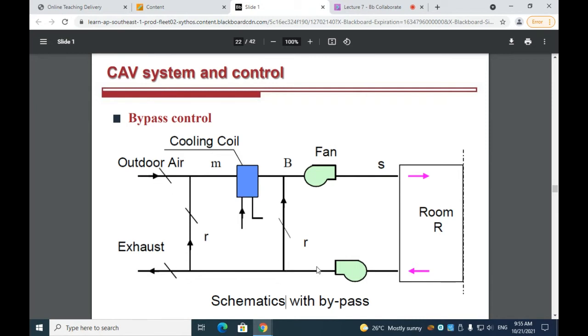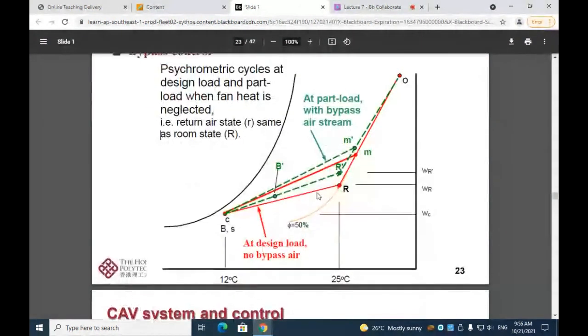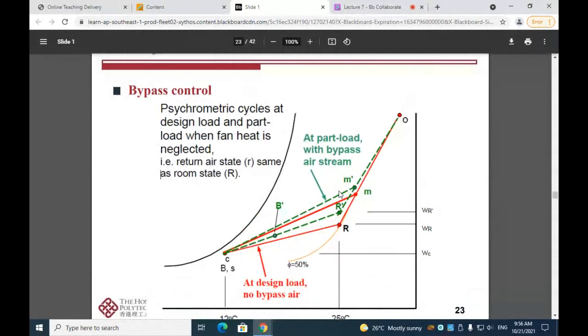So this is the return air, and we have a return air mixed with the conditioned air, and in this way, the conditioned air temperature, or the actual supply air temperature, can be lowered. And this is how it looks like on the bypass control.